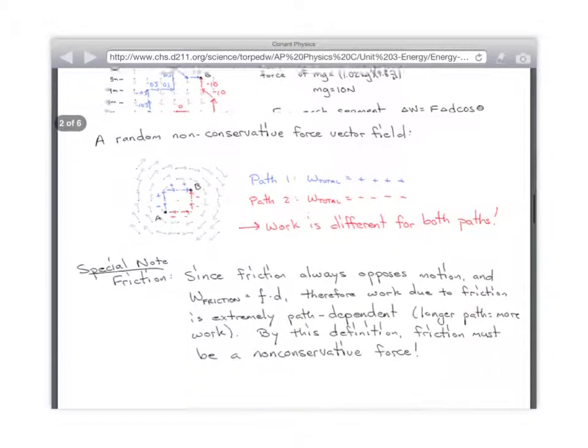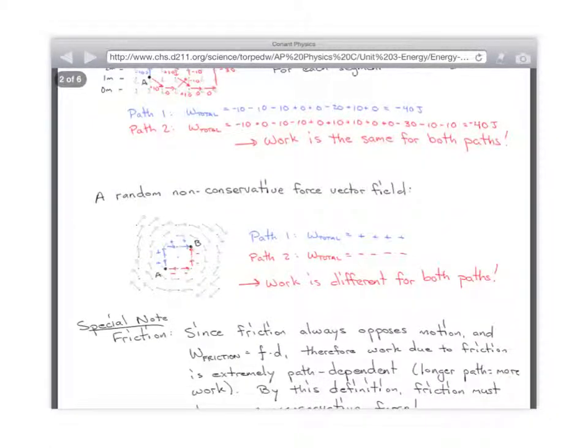All right. Okay, here is a random field. This is not so random, but we saw it in real life, right? Blue path versus red path. If you go from A to B along the blue path, that field is doing positive work on you. From A to B along the red path, that field is doing negative work on you, which is crazy. But if you were to draw a random field, this is what it would be.